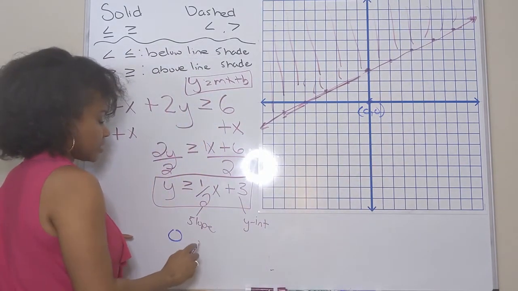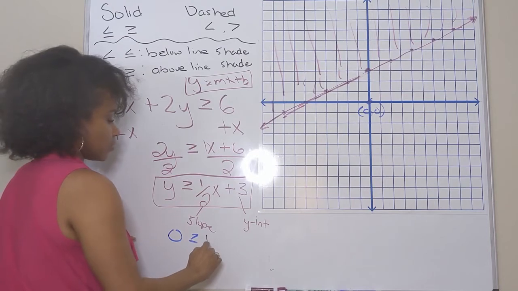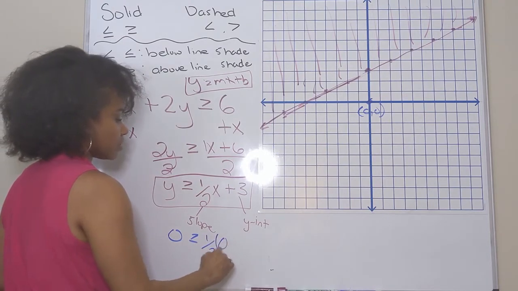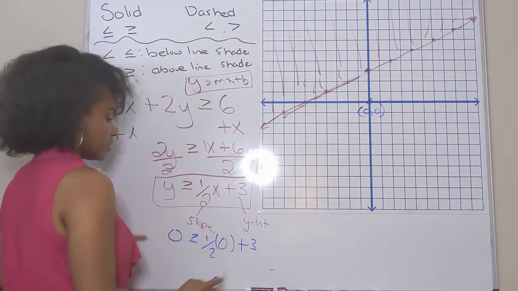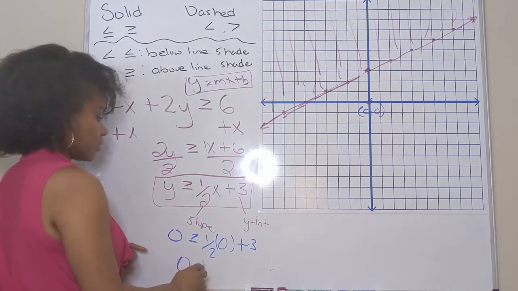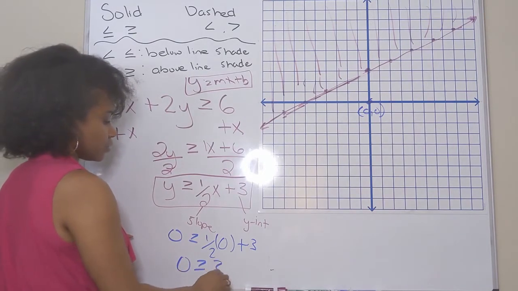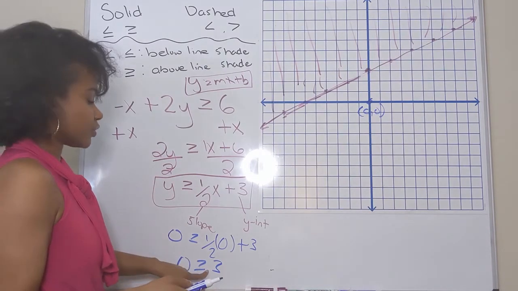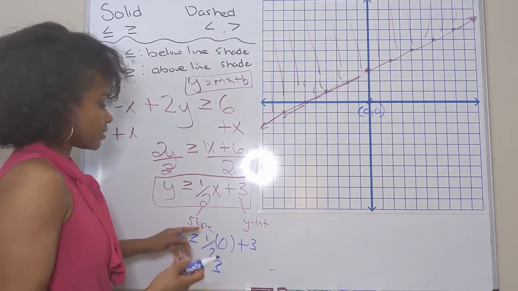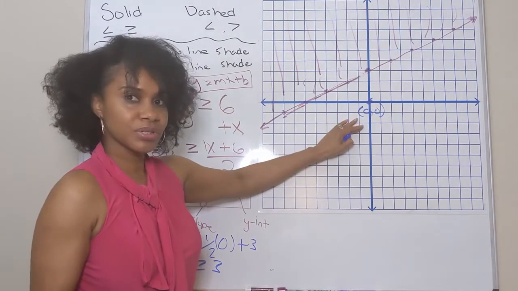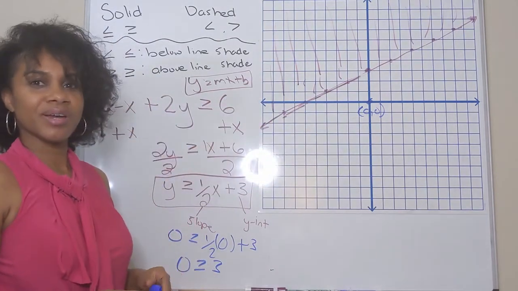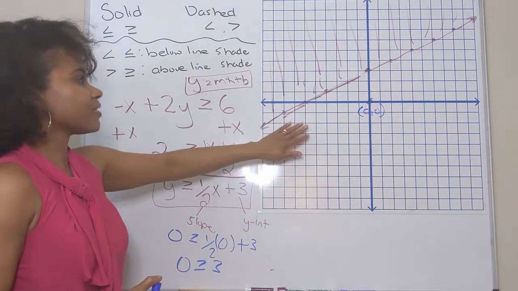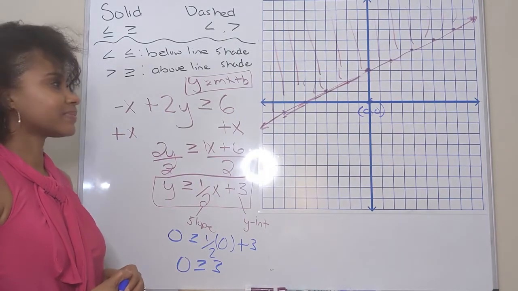So if I plug in 0, 1/2 times 0 plus 3. And we get 0 is greater than or equal to 3. And 0 is not greater than or equal to 3. That is a false statement. So 0, 0 is not a solution. So that means I shaded the correct side of the graph. So we have graphed this linear inequality.